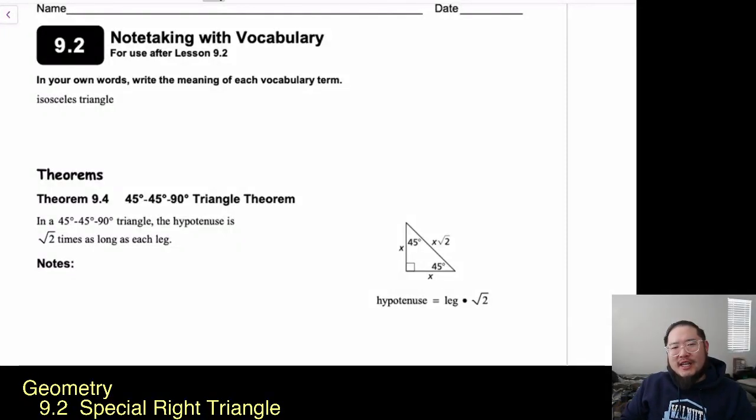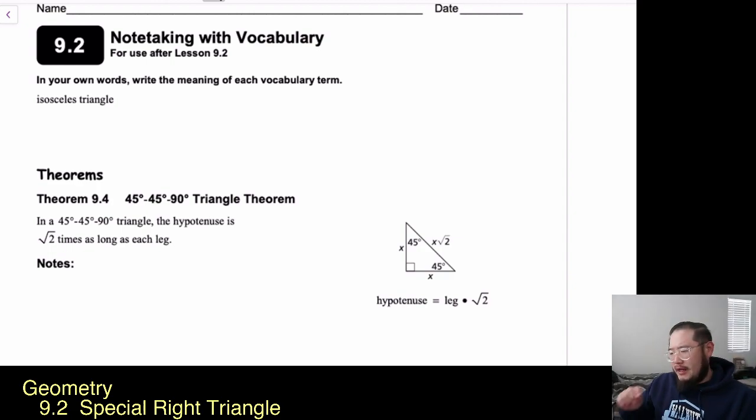Let's take a look at 9.2, special right triangles. In this lesson, we're going to take a look at two triangles in particular, 45, 45, 90, and 30, 60, 90. What do those numbers mean? Well, those are the interior angles of those triangles, and we'll show you what makes them special.